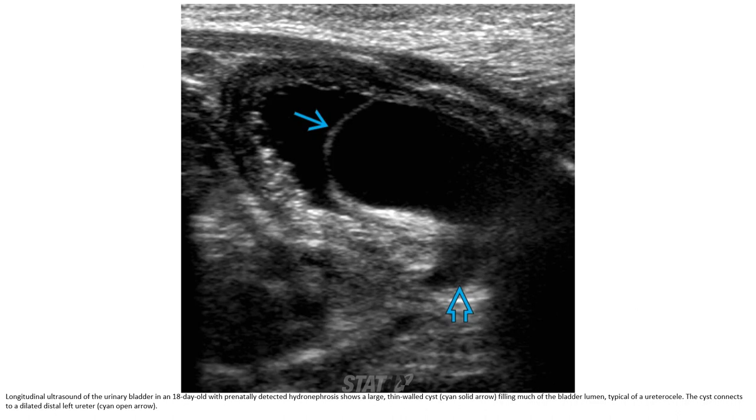This is the ultrasound of the urinary bladder in an 18-day-old with prenatally detected hydronephrosis. There is a large cystic structure filling much of the bladder lumen, typical of a ureterocele, connected to a dilated distal left ureter.